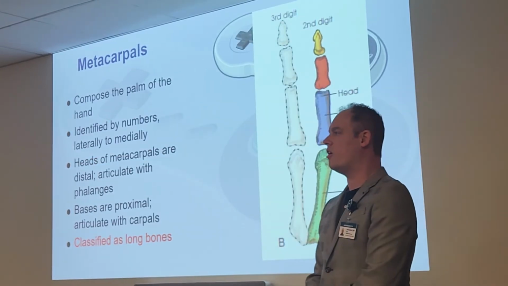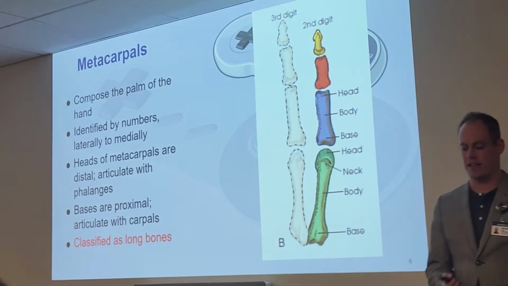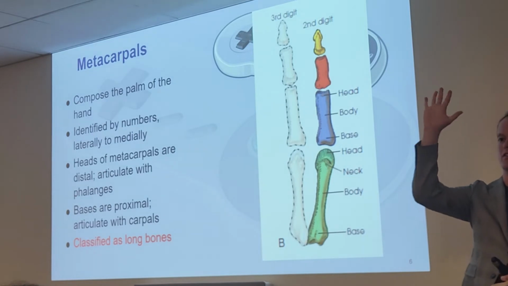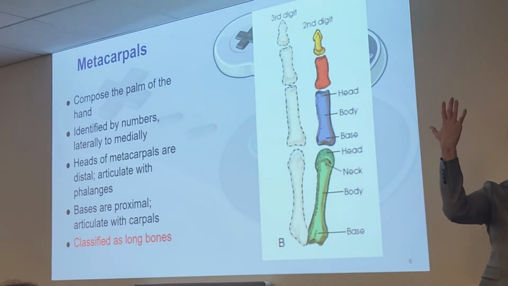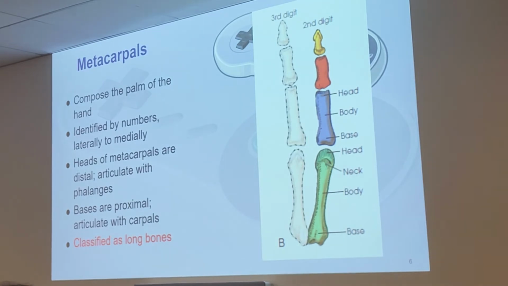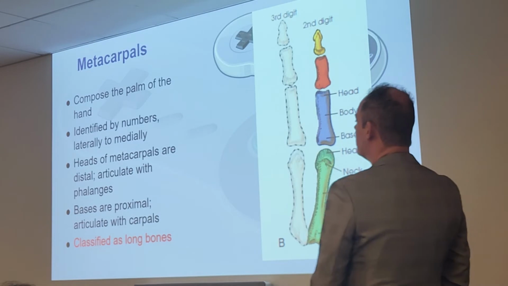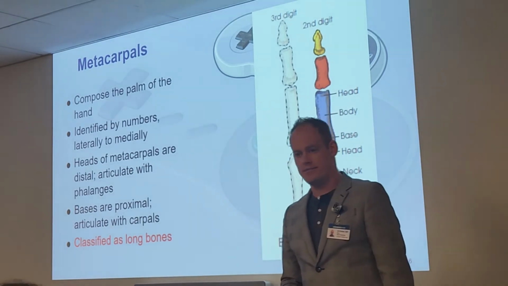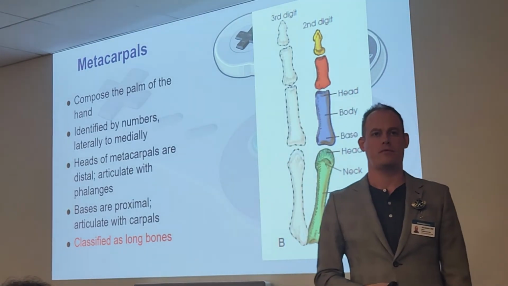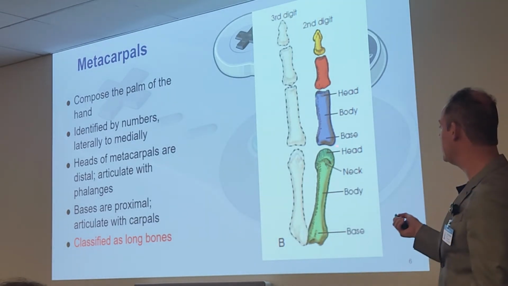All right, the metacarpals. So the metacarpals, we have 5 of them. That's the area of your hand between the fingers and the wrists, like the palm of your hands or the back of your hand. That's where those metacarpals are located. They compose the palm and the posterior surface of the hand. They are identified by numbers laterally to medially, 1 through 5. The heads of your metacarpals are distal, and they articulate with those phalanges right here.